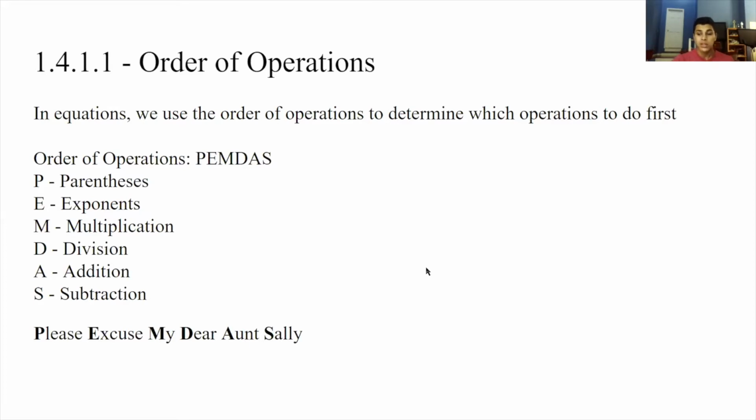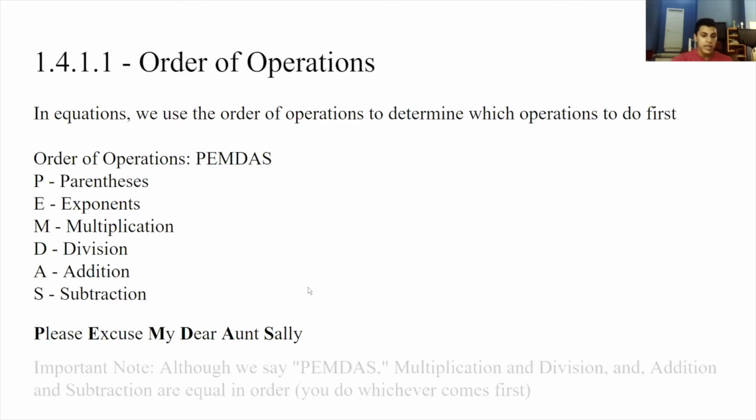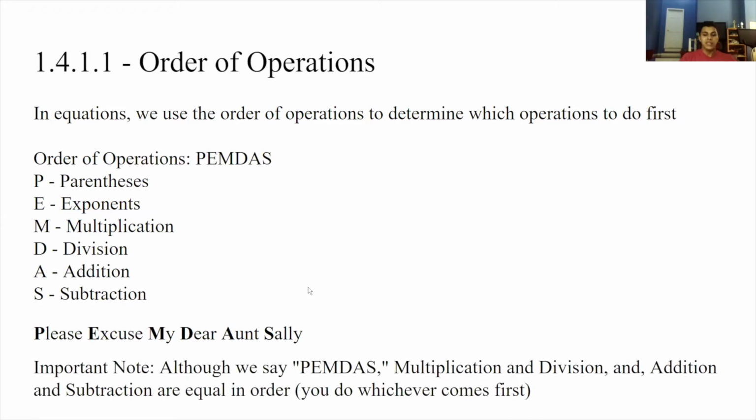And then there is one thing about the order of operations that neither PEMDAS nor please excuse my dear Aunt Sally, if you're remembering it that way, conveys, is that although we say PEMDAS, multiplication and division and addition and subtraction are equal in order, which means you do whichever comes first. So if you have multiplication and division in an equation, you don't always do the multiplication first, just whichever comes first out of the two of them. And same for addition and subtraction. You don't always do the addition first, you just do whichever comes first out of the two of them.